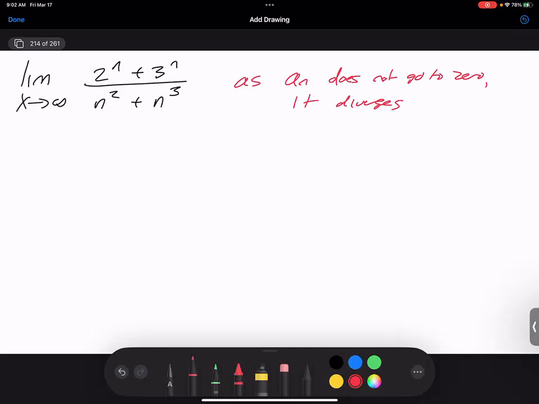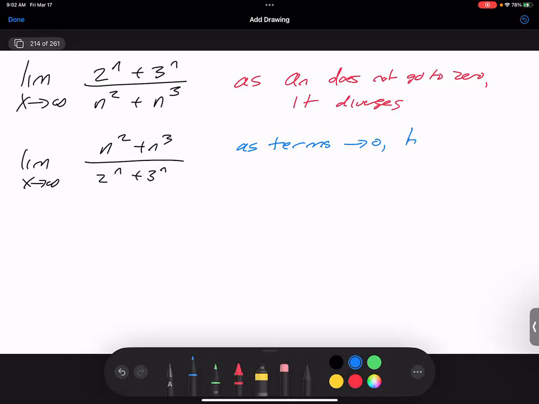If you want, by all means, you can use a more elaborate test to show that it diverges, but there's no need. Always try to do the easiest thing first. All right. Let's modify it and let's flip it. Now let's do it as n squared plus n cubed over 2 to the n plus 3 to the n. Now the terms tend to 0, so it has a chance of converging.